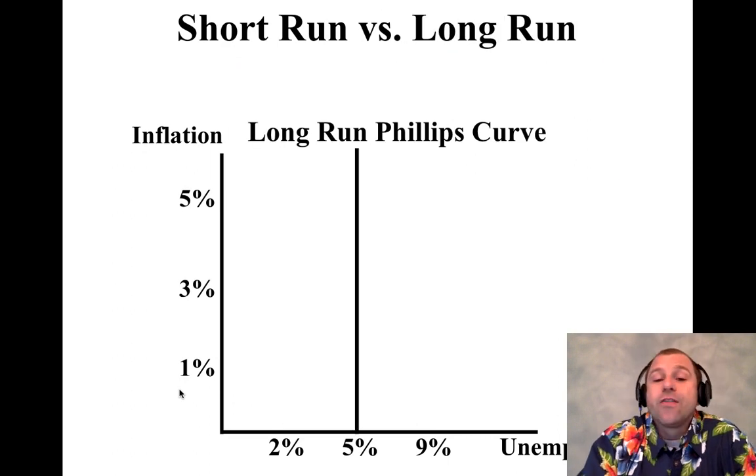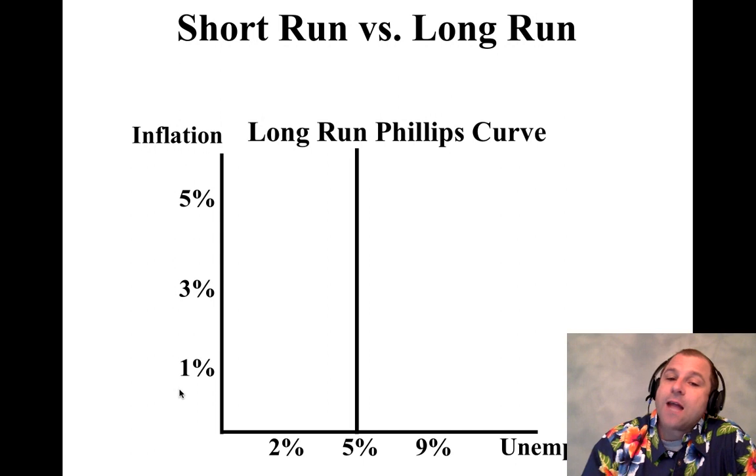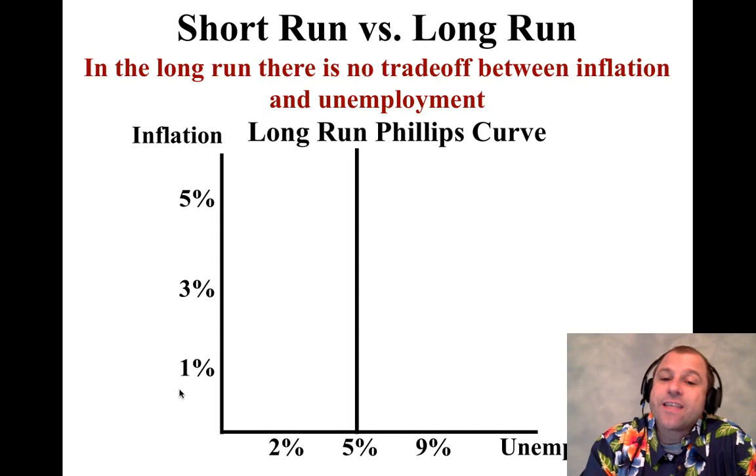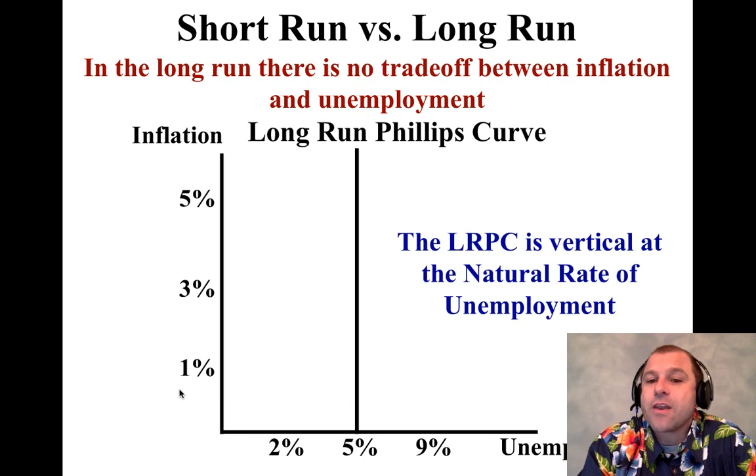So there's a long run Phillips curve. This long run Phillips curve is vertical at the natural rate. And in the long run, you're always going to go back to the natural rate.